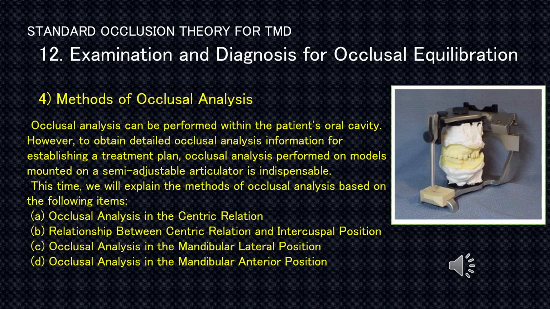This time, we will explain the methods of occlusal analysis based on the following items. A. Occlusal analysis in the centric relation. B. Relationship between centric relation and intercuspal position. C. Occlusal analysis in the mandibular lateral position. D. Occlusal analysis in the mandibular anterior position.